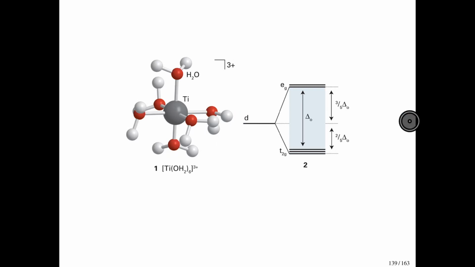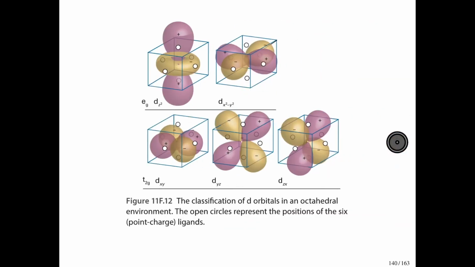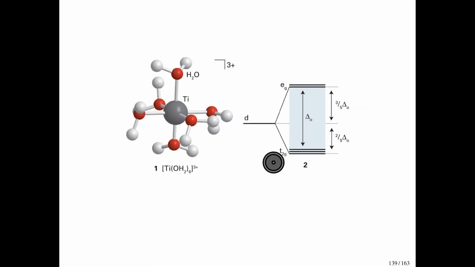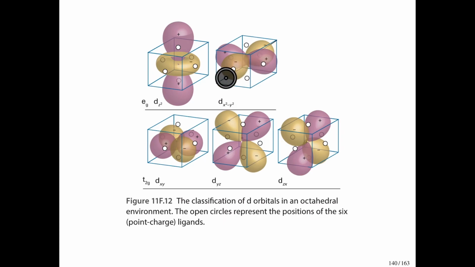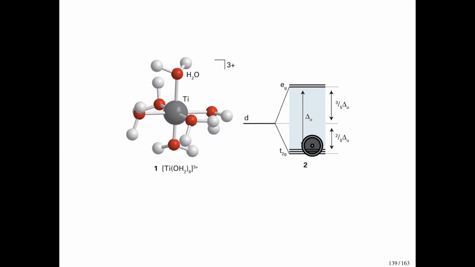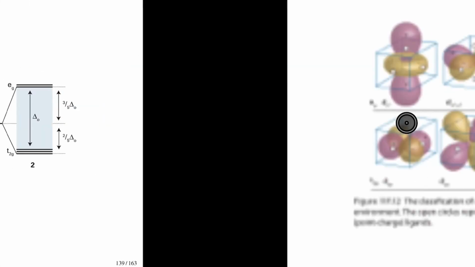This is a figure illustrating the splitting of the d orbitals in this titanium complex. The magnitude of the splitting, this delta 0 here, depends on what ligands you have attached to the metal. This is showing us the classification of the different levels after they've been split. And this has to do with group theory, and where the ligands are relative to the orbitals determines which ones go down in energy and which ones go up in energy, essentially.